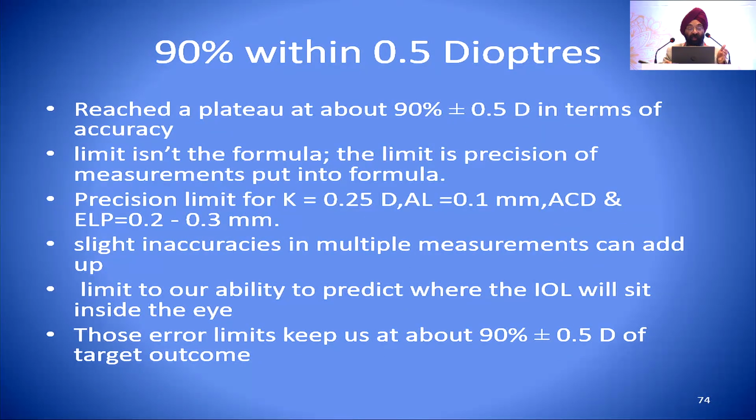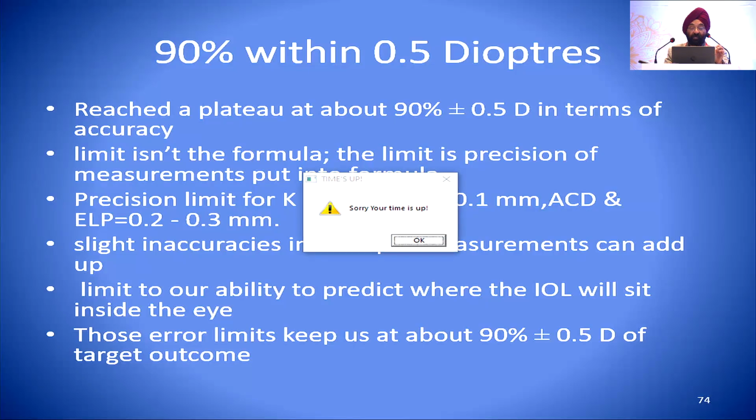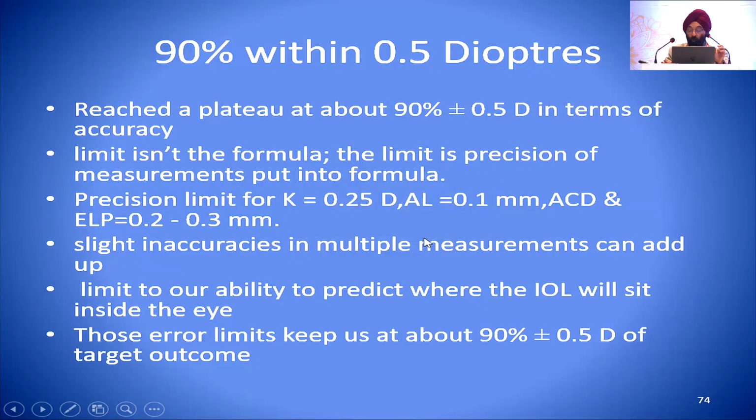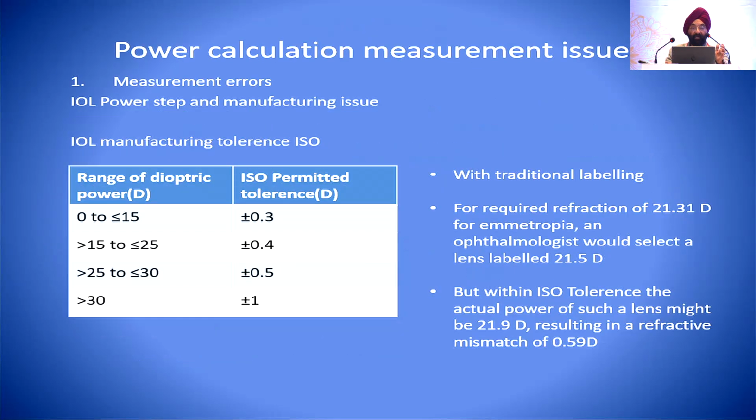90% within 0.5 diopter is achievable. But why are we stuck at 90% and not more than 90%? Because now the problem is not the formula. The problem is the least count of the measurements. The precision limit for keratometry is 0.1 millimeter. The precision limit for effective lens position is 0.3 millimeter. So these are the least counts which are keeping us within 90% and not more than 90%.